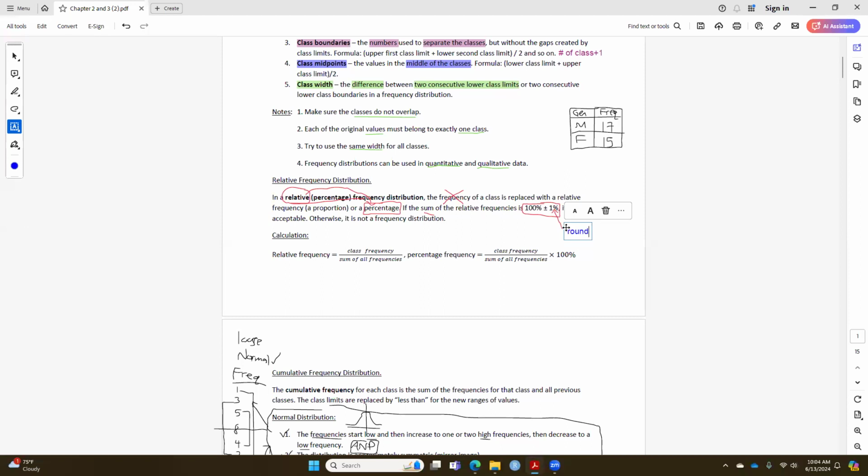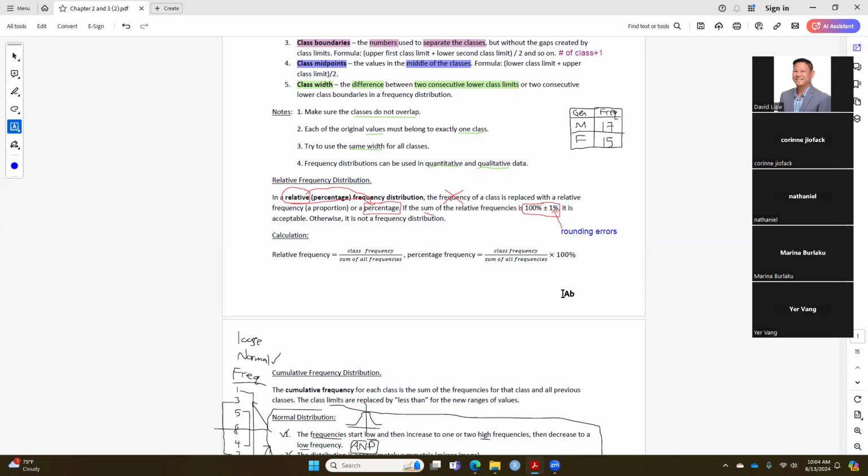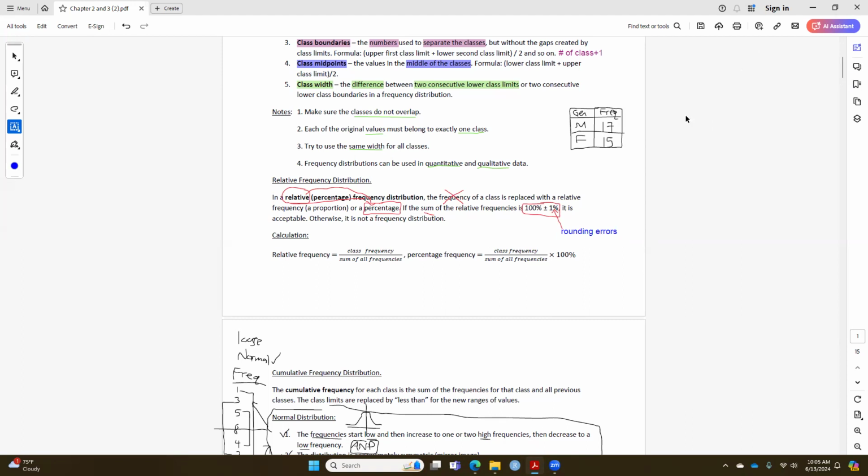What do we mean by rounding errors in this case? Rounding errors means that when you convert this into percent using your calculator, you get all those decimals and you just round to one or two decimal places. Once you keep doing these roundings in your percentages, you will end up with what we call rounding errors. It's okay if you get 99.9% or 100.1, a little bit less or a little bit more, then you'll be fine.